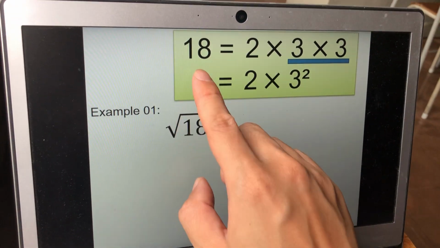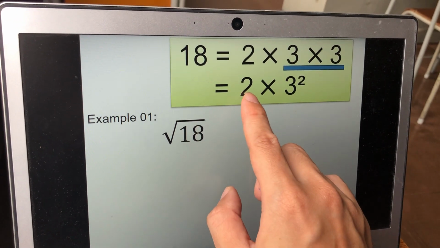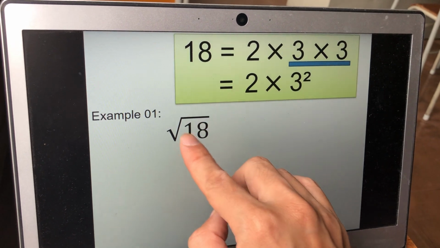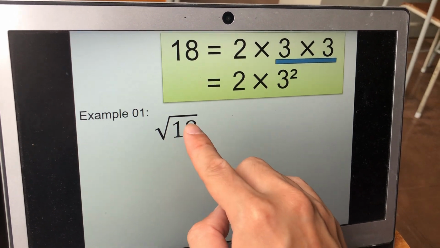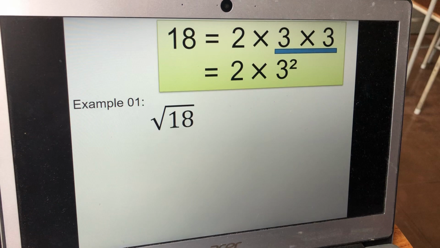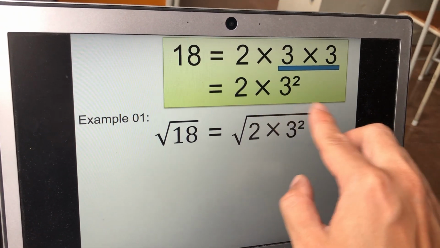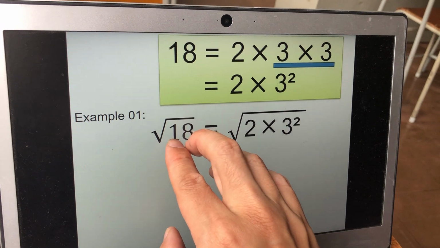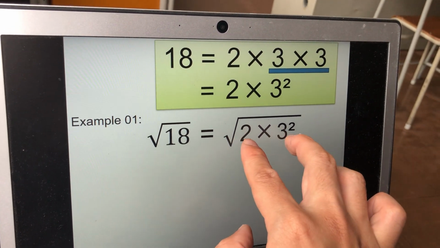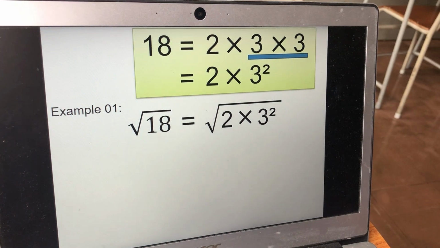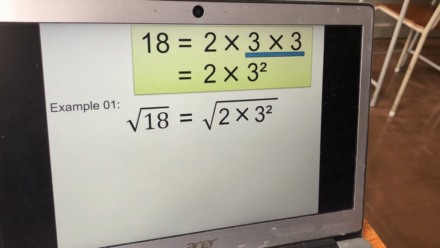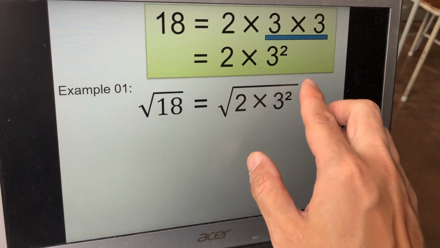Because 18 is equal to 2 times 3 to the power of 2, you could rewrite 18, we don't need the 18 anymore. You could write 2 times 3 to the power of 2. The square root is still here. You just change the number 18 into 2 times 3 to the power of 2. Okay? And then after that, you could separate the square root.